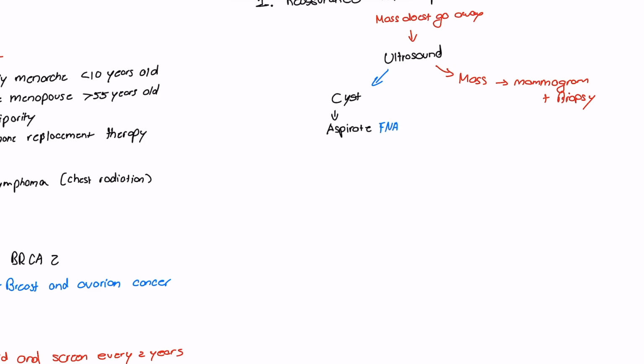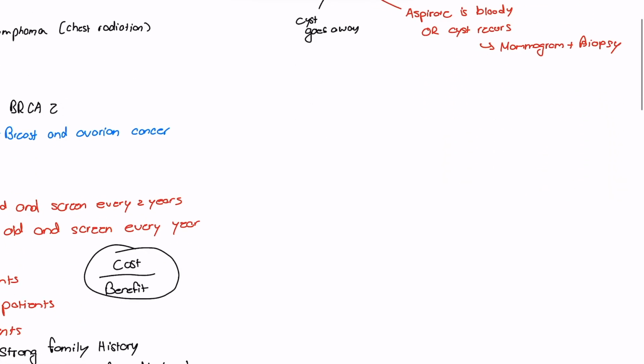If the patient has a cyst and you aspirate, there are 2 outcomes. The fluid is unremarkable or from infection, the cyst goes away, then you're in the clear. Provide the patient with reassurance and send them home. If the aspirate, however, is bloody, or if the cyst recurs after draining, then the patient will need to be further worked up with mammogram and biopsied.